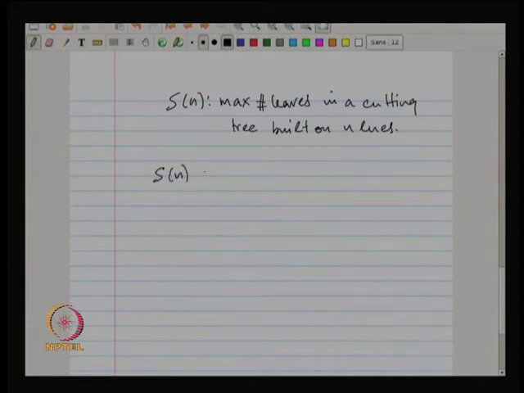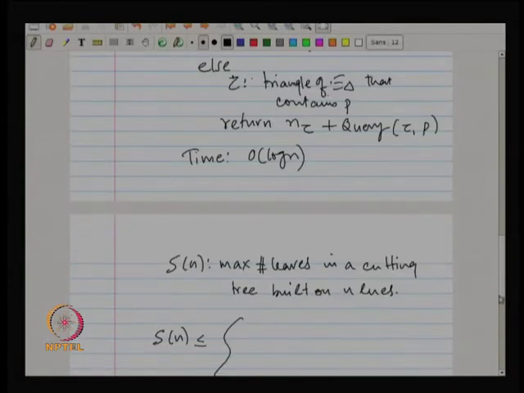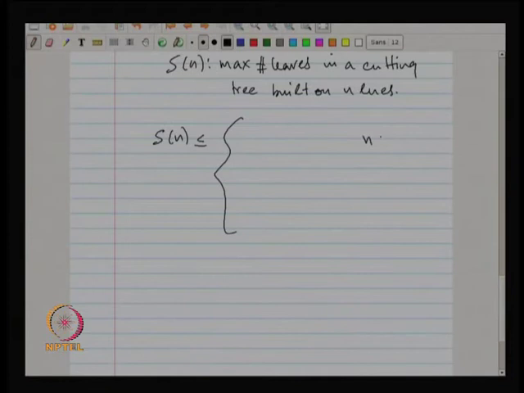So what's the size? If n is less than R0, then it's a leaf, so there's only one leaf. So the interesting case is when n is bigger than R0. Then what happens? How many leaves? So what's the recursive formula you will have?